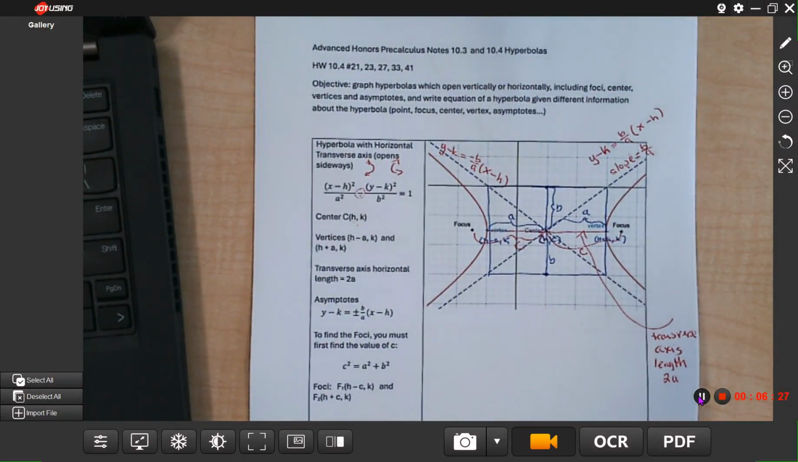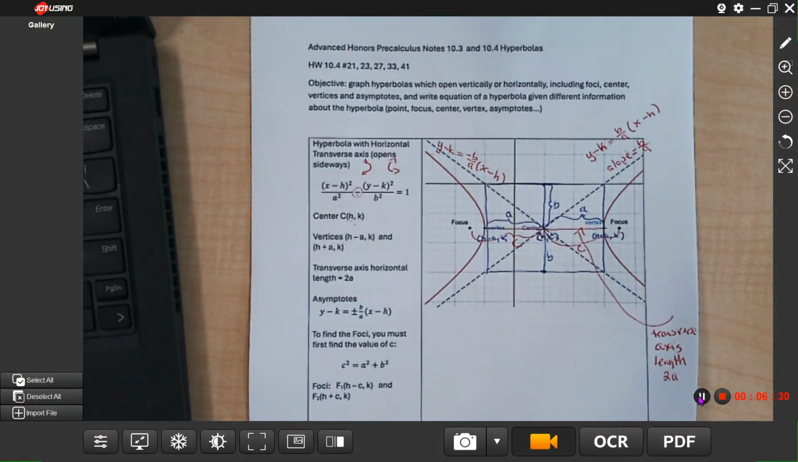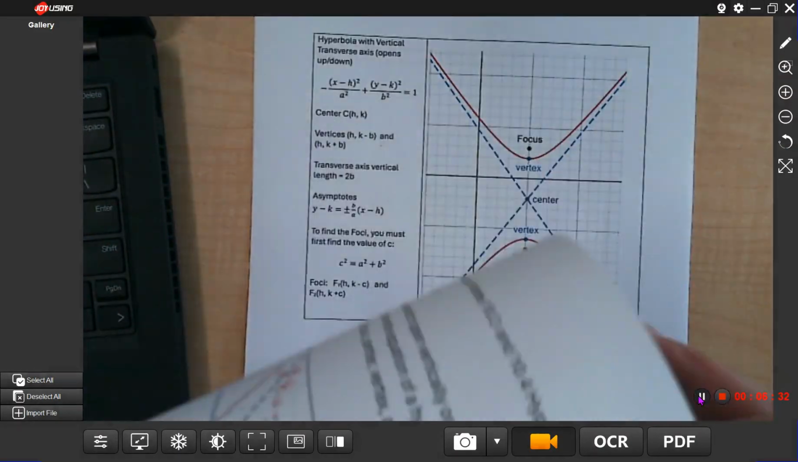So now let's turn the paper and look at a hyperbola with a vertical transverse axis.